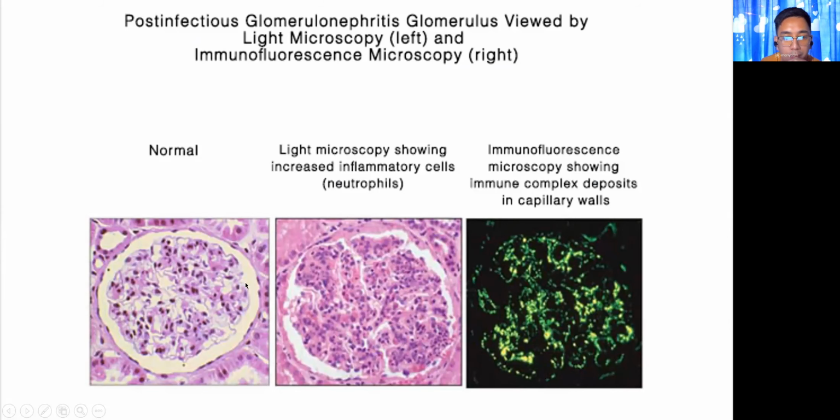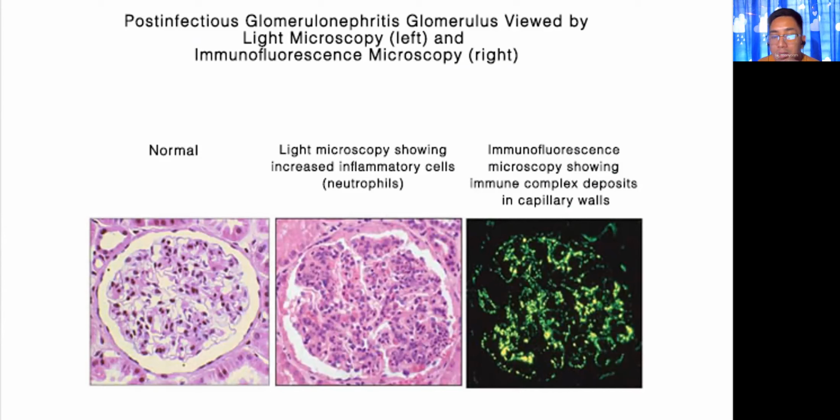And if we're going to compare it with the ones affected by glomerulonephritis in the middle image, we can see that there is an increase in the inflammatory cells. So there is a massive inflammation inside the glomerulus. These are the antibody-antigen complexes.